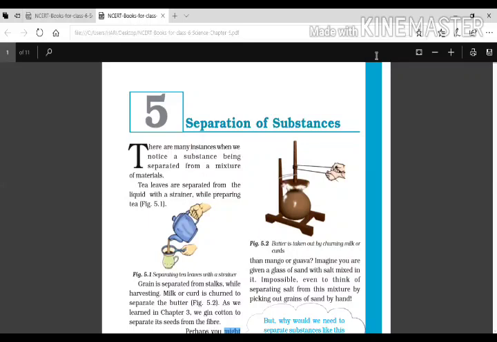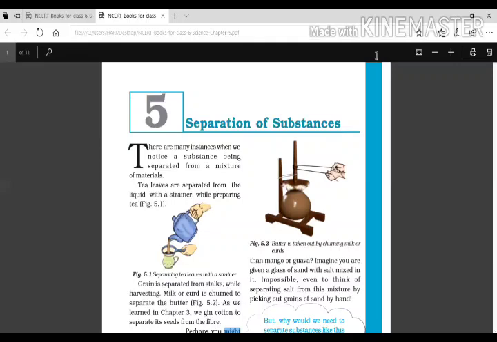Before moving to the lesson, I want to make you revise the three states of matter. Children, I hope you all know about the three states of matter. The three states of matter are solids, liquids, and gases. The substances which have a definite shape and volume are called solid substances, like the book, pen, table, pencil, mobile, etc. They are all solid substances.